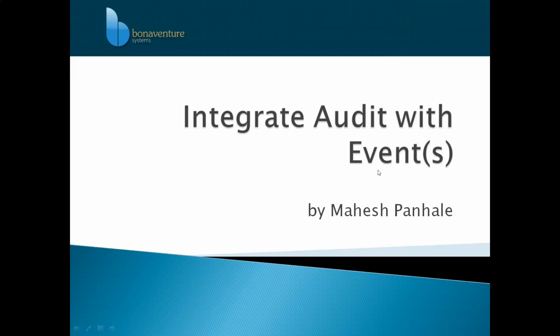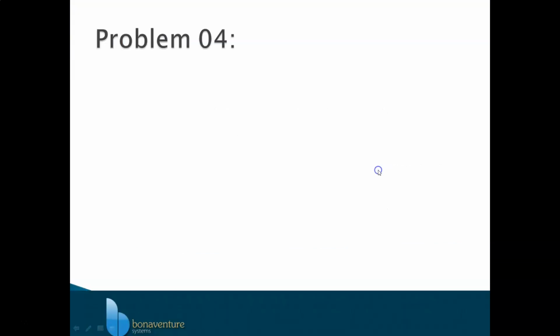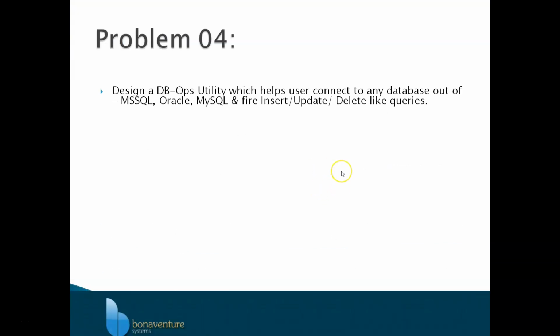So let's understand the problem statement first. We need to define some utility. It can be a class library, however I'm going to create a console application; later on, we can move the code into a class library. We're looking for a DB operations related utility, which will help the user to connect to any database out of MySQL, Oracle, or MS SQL, and maybe anything else.